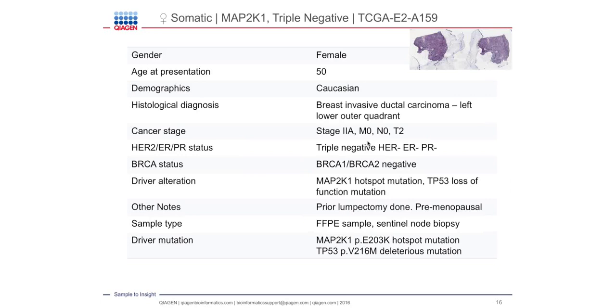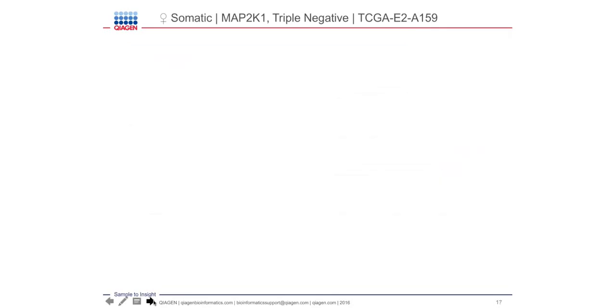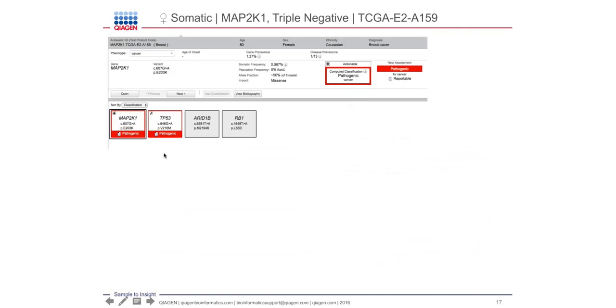The case is a 50-year-old Caucasian woman presenting at the time with breast invasive ductal carcinoma of the left lower outer quadrant. There were a lot of different variations. BRCA1 and 2 were negative. There was a MAP2 kinase variant in an off-spot situation that was also present there. And then there was a loss of function in the P53. So if we take a look at QCI, again in this case, what we will see is two pathogenic variants, the P53 and the MAP2 kinase variant.